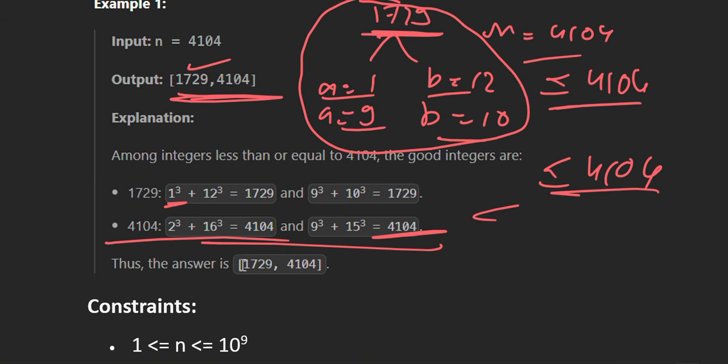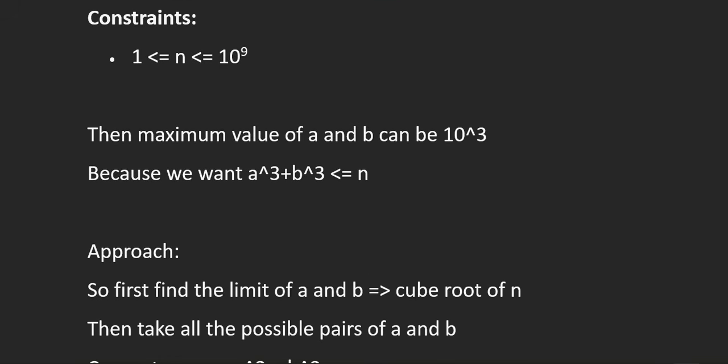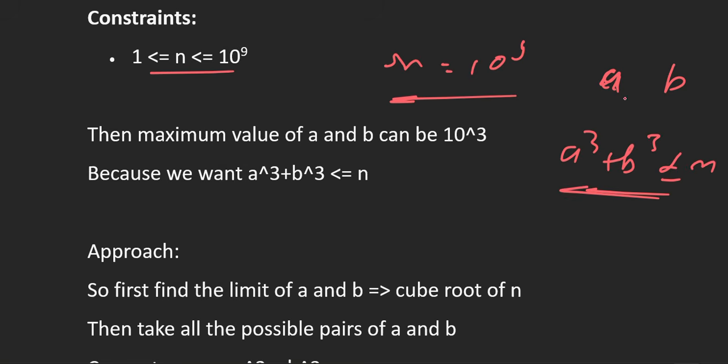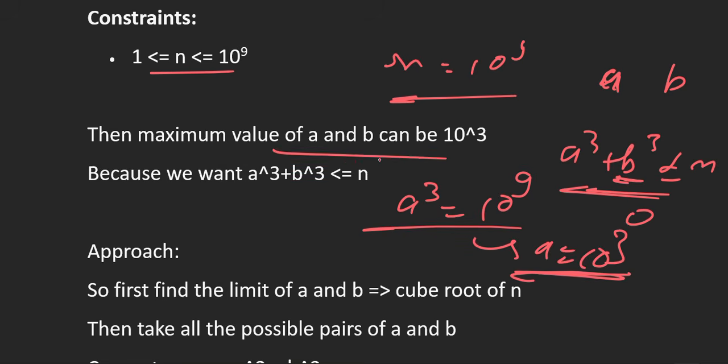So let's see the constraints. Our n is up to 10 to the power 9, but what we want is to process a and b such that a cube plus b cube is less than or equal to n. So what can be the maximum value of a? Suppose b is 0, then a cube is equal to 10 to the power 9, so the maximum value of a can be 10 to the power 3, right? Similarly the maximum value of b can be 10 to the power 3. So these are small values only.